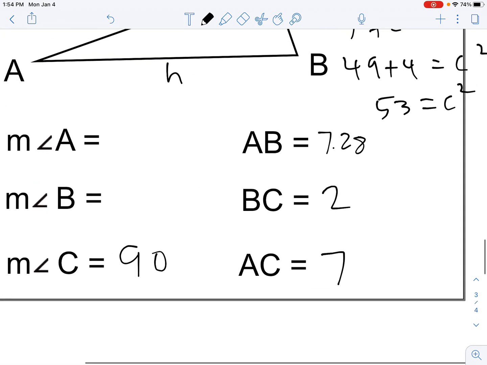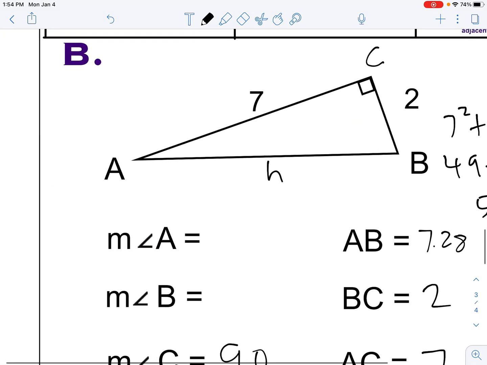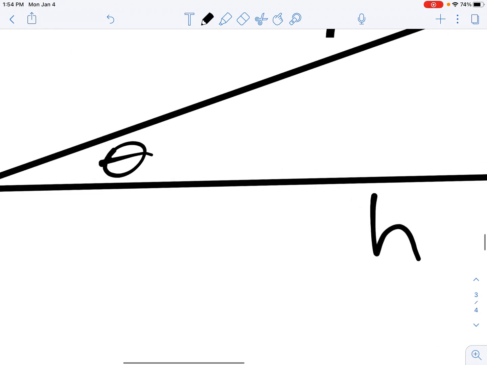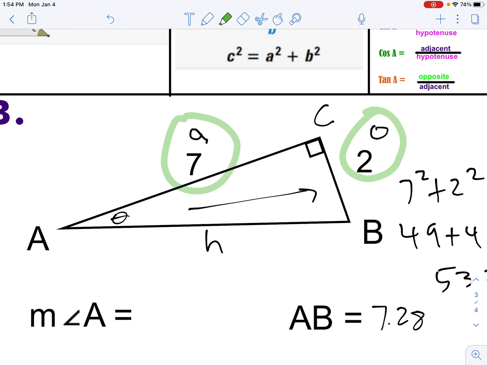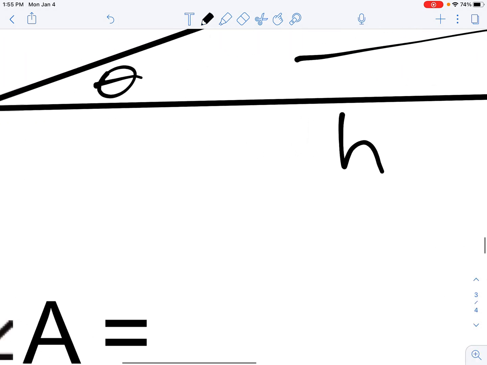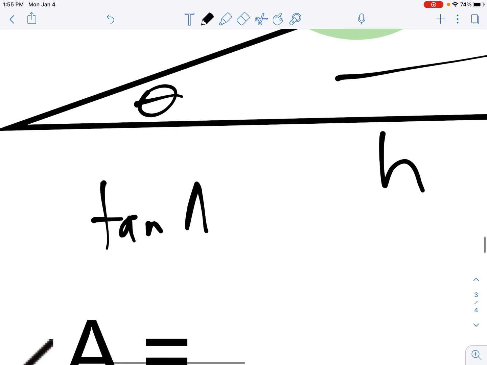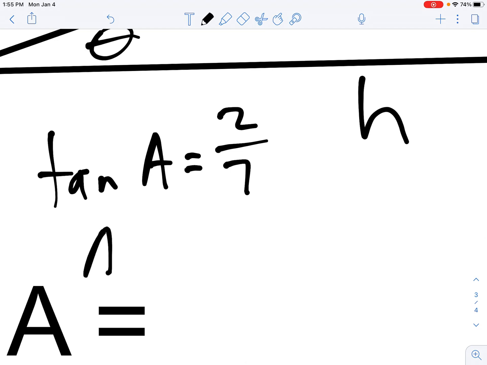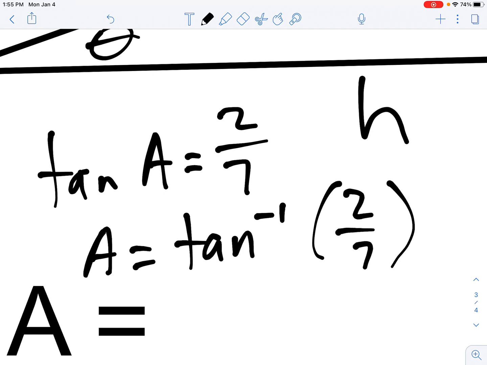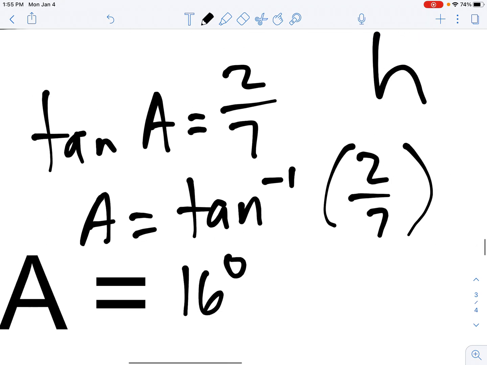I have all three sides. Now I've got to find an angle. We'll just find angle A. We'll set up a trig ratio. This is the opposite side. This is the adjacent side. So we're going to use opposite and adjacent, which is tangent. So we'll say the tangent of A is equal to 2 over 7. When we're solving for an angle measure, we use the inverse function, so tangent inverse of 2 over 7. Type that into our calculator, and we'll round to the nearest degree for this one, 15.94. We'll round that to 16 degrees.